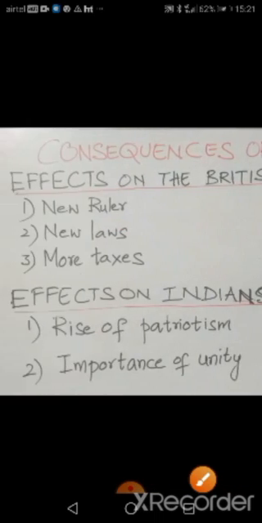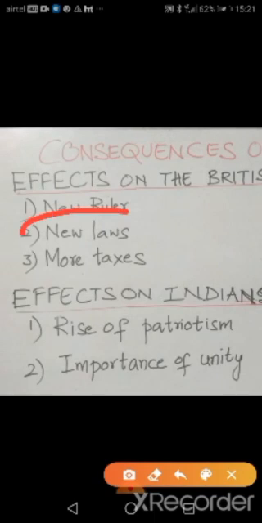Then new laws. Second one is the new laws. When the Queen began to rule, new laws were introduced to keep the British in power. For example, the number of British soldiers in the army was increased. That is the new laws. The East India Company was stopped and the Queen began to rule, and new rules were introduced by the British Queen, that is, more British soldiers should be in the army.